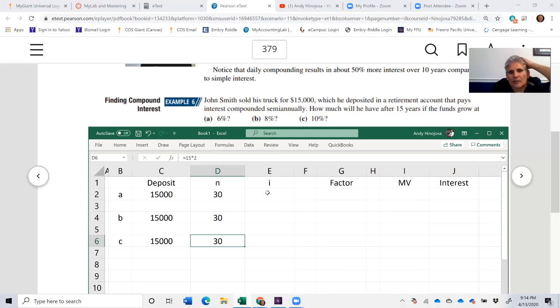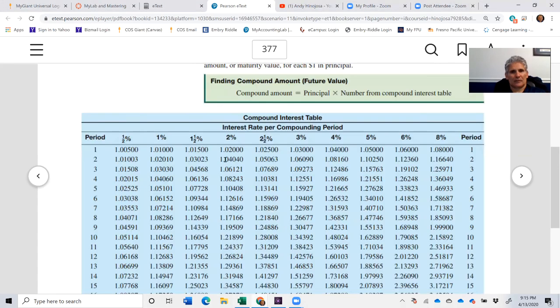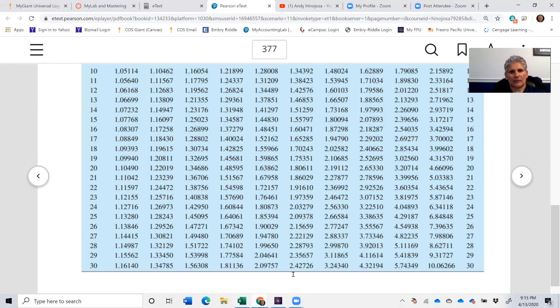Here's where we're going to get differences. The rate, 6% divided by 2, so it's actually 3% under scenario A, 8% divided by 2 under scenario B, and 10% divided by 2 under scenario C. Now we use our lookup tables to come up with the factors. 30 at 3%. 3% is here. Let's go down to 30. 30 is the last one.